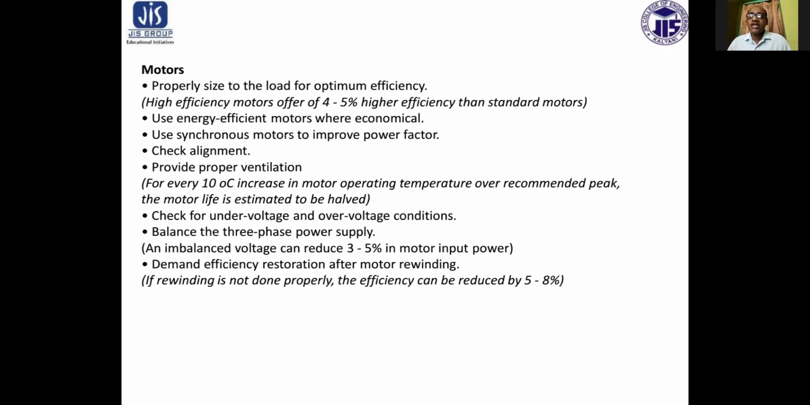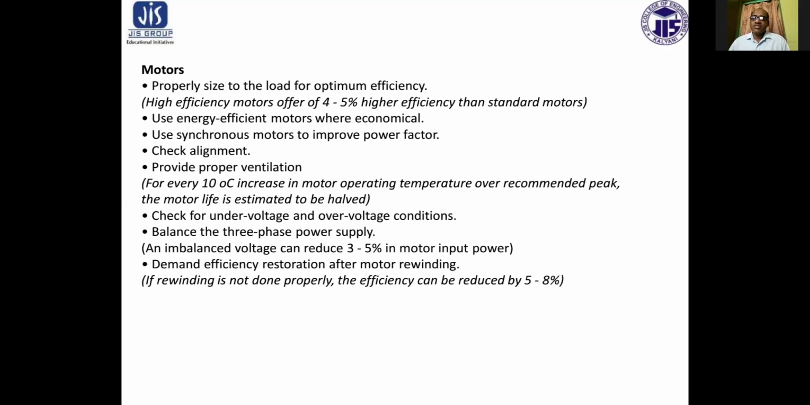Motors are an integral part of any mechanical system. Properly size to the load for optimum efficiency. If we choose higher efficiency motors, they give 4 to 5% higher efficiency than standard motors. So always we have to choose the higher efficiency motor for the rated capacity. Use energy efficient motors when economical. Where economical, use synchronous motor to improve power factor.